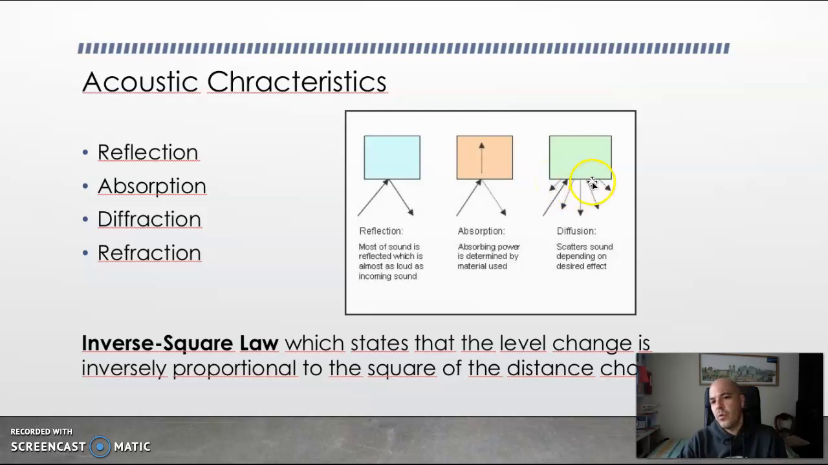There is a law that tells us about how a sound signal decreases depending on the distance from the source, which is called the inverse square law.